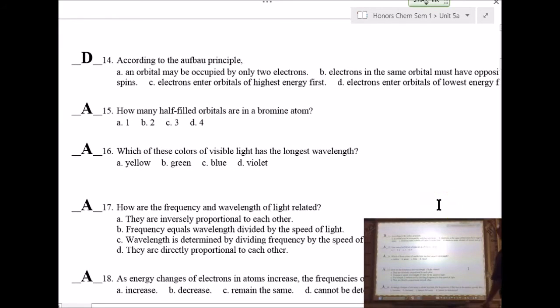Number 14, according to the Aufbau principle, we want to make sure that we're filling electrons in the lowest energy level first. So electrons enter the lowest energy level first before we occupy the higher energy. So D should have been the answer.